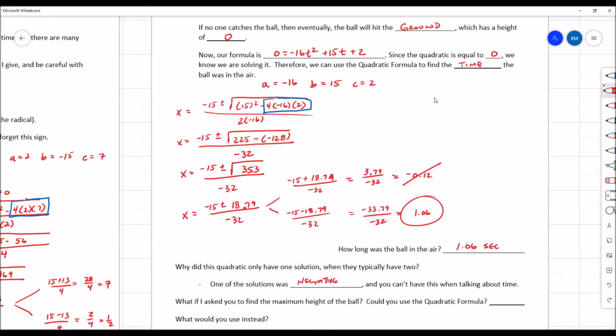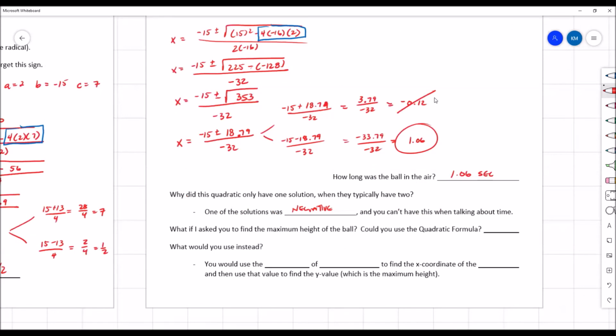What if I asked you to find the maximum height of the ball? Could you use the quadratic formula? No. Remember, the quadratic formula helps us to solve. Finding the height isn't solving, it's more to do with graphing. We could find the height of the ball by finding the axis of symmetry to get the x-coordinate of the vertex, and then that y value would be the height, since we're measuring by time and height.